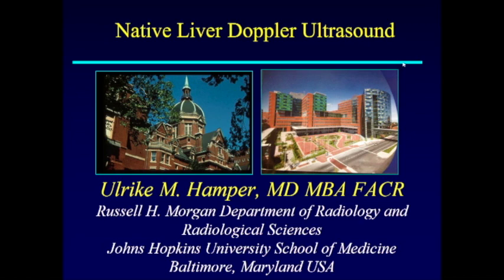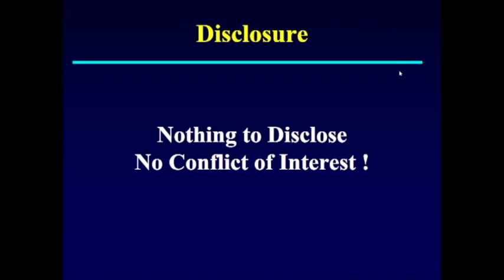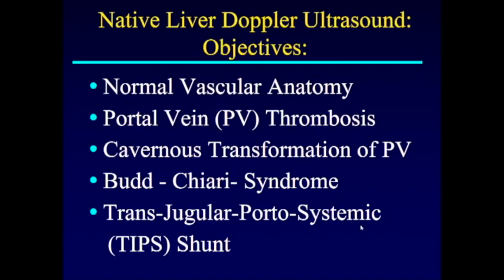I was asked to talk to you about native liver Doppler ultrasound. I have nothing to disclose, so what I'd like to do in the next 25 minutes or so is give a very brief review of the normal vascular anatomy, and then we'll look at some of the more common problems that we encounter, such as portal vein thrombosis, cavernous transformation of the portal vein. We'll look at some findings in Budd-Chiari syndrome and end up with transjugular portosystemic shunts.